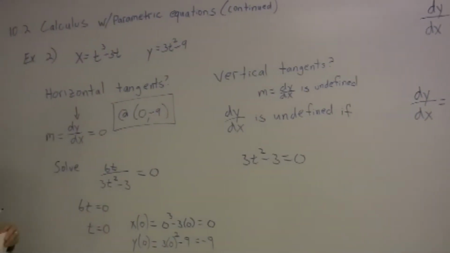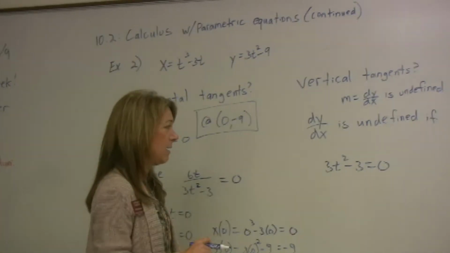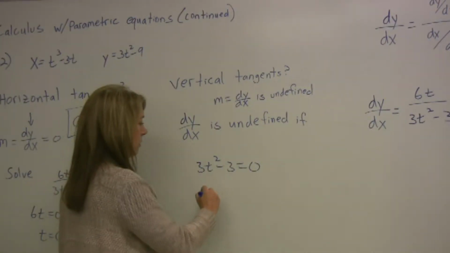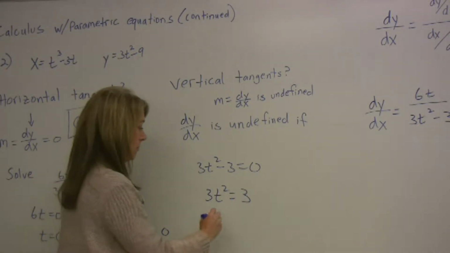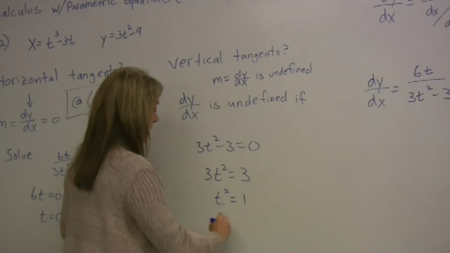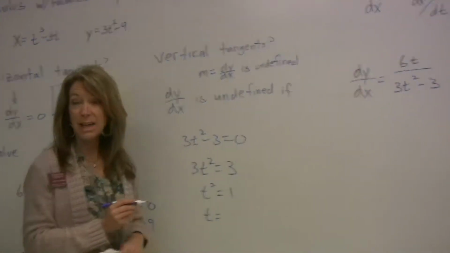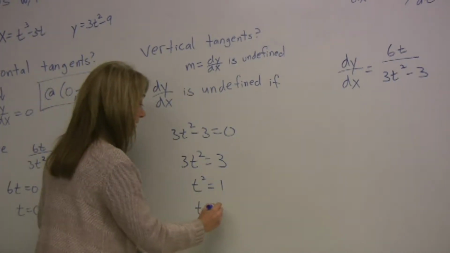Can we solve that? You can either solve it by factoring, or you can isolate the t squared. I don't know which way you prefer. I'd probably do this: 3t squared equals 3. Divide by 3 and get t squared equals 1. And of course, I would never forget that when I take the square root of both sides, there's a plus or minus.